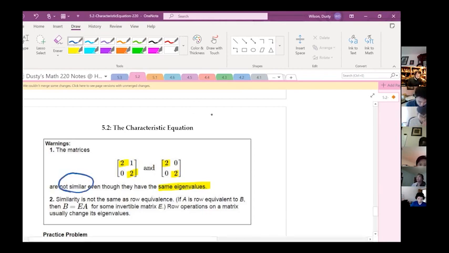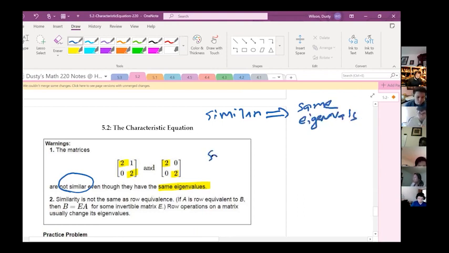So just to be clear, similar implies same eigenvalues, but same eigenvalues does not imply that they're similar.